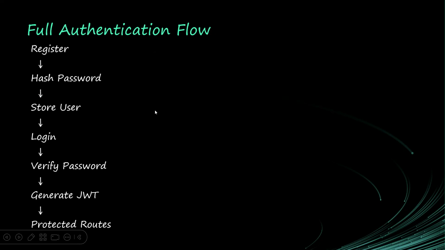So this is how it flows. A user registers. You hash their password. You store the user with the hashed password. When they log in, you verify their password. You generate a JWT token for them, and then you create an auth middleware that will protect any route that you don't want unauthorized users to have access to. That is how it works.